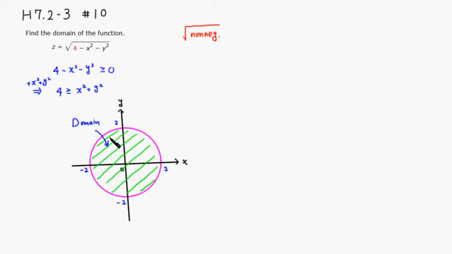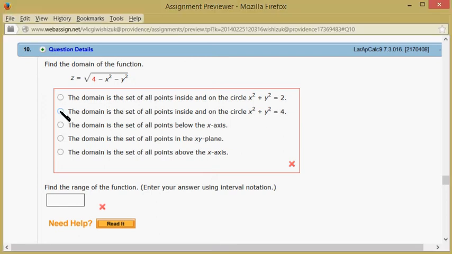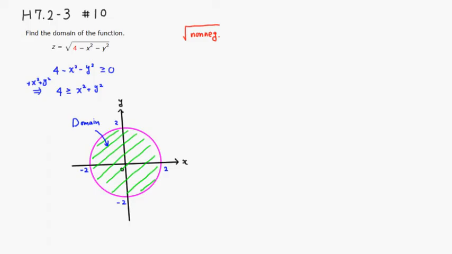All right, so let's type that in. You can see that the domain is the set of all points inside and on the circle x squared plus y squared equals 4. So that will be the answer. Then we want to find the range of the function. So let's do that.